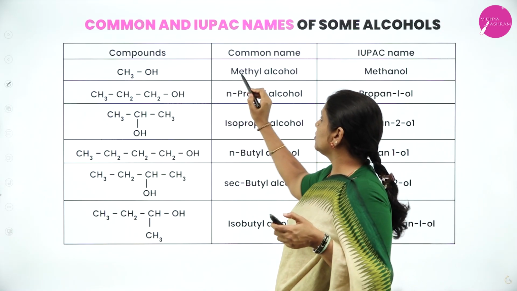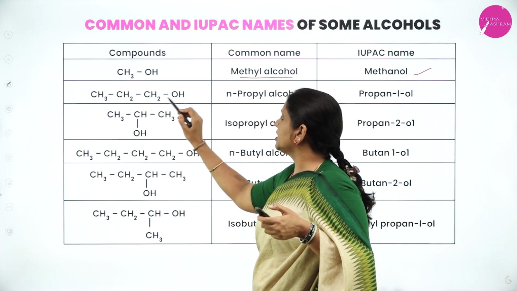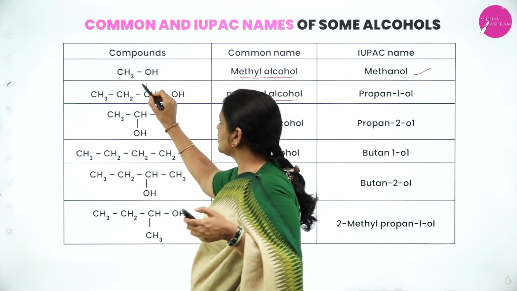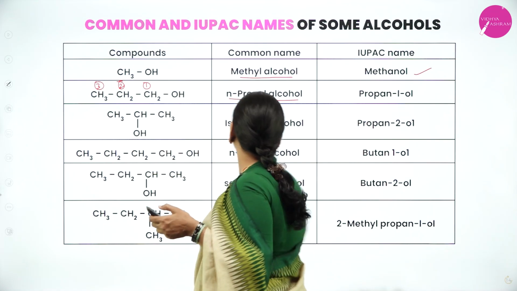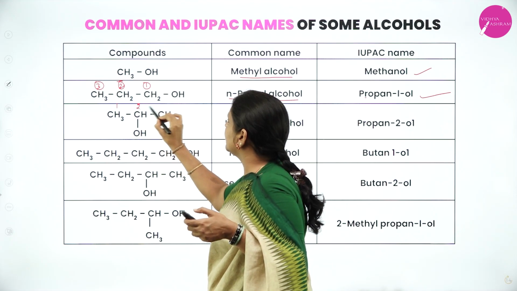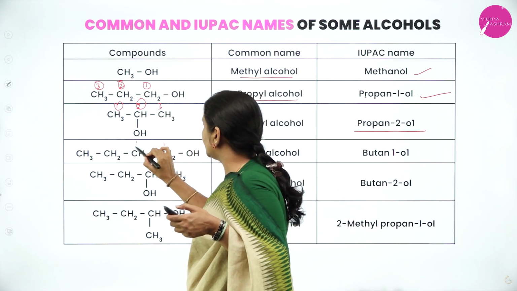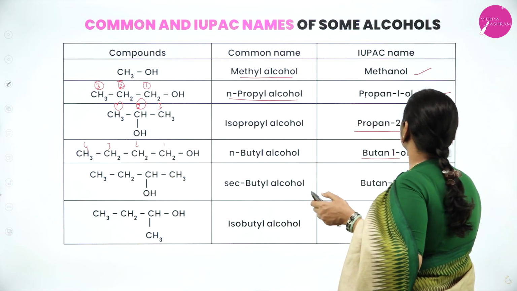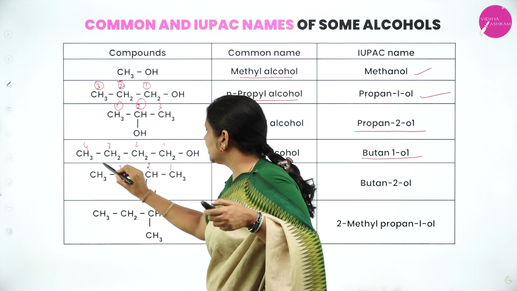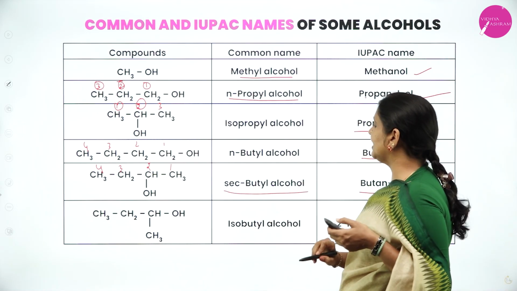Observe here, CH3OH: methyl alcohol is the common name, IUPAC is methanol. CH3CH2CH2OH: the common name is n-propyl alcohol. The IUPAC name, if I number this 1, 2, 3, is propan-1-ol. Next, the common name is isopropyl alcohol. If I number like this 1, 2, 3, it is propan-2-ol. If I number 1, 2, 3, 4, it is butan-1-ol, common name n-butyl alcohol. If I number 1, 2, 3, 4, it is butan-2-ol, the common name is secondary butyl alcohol.